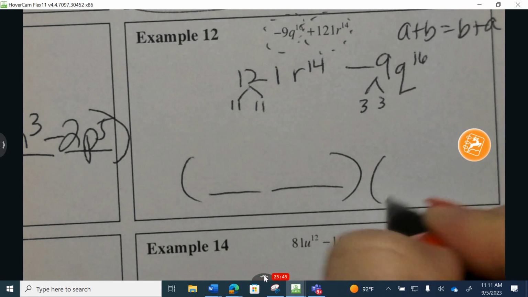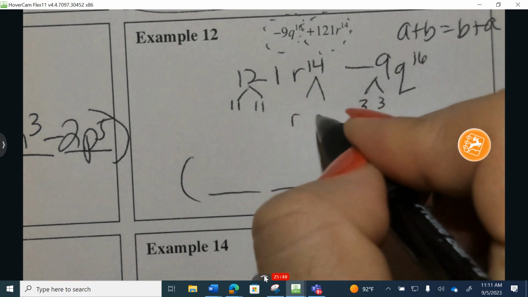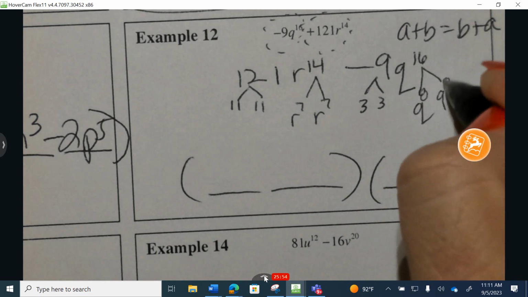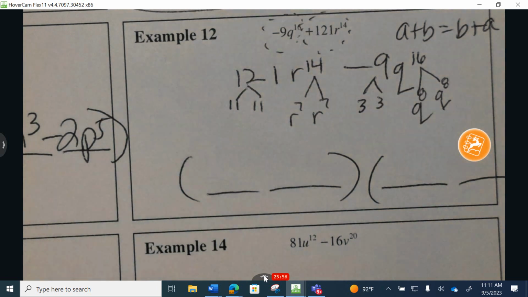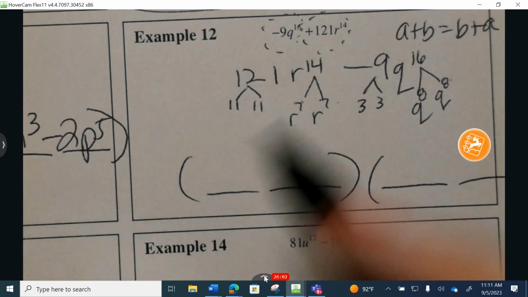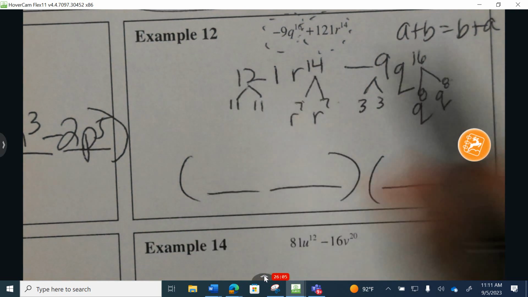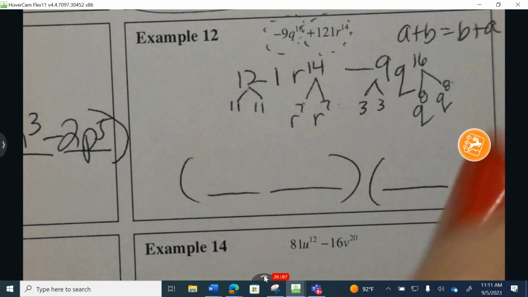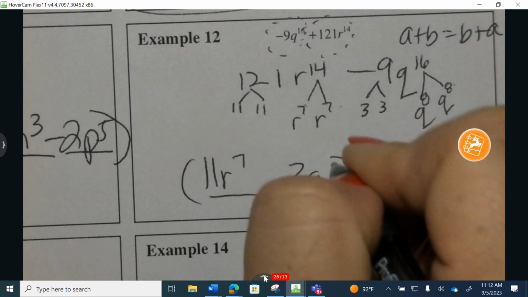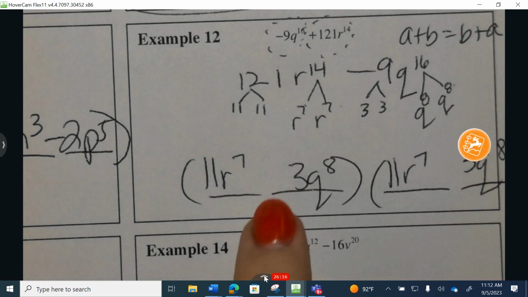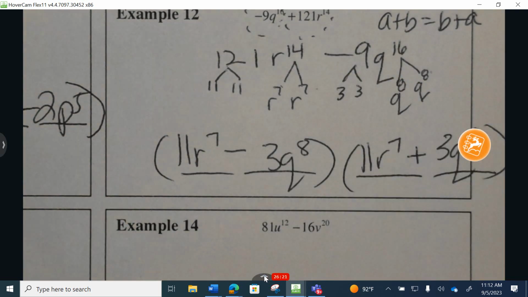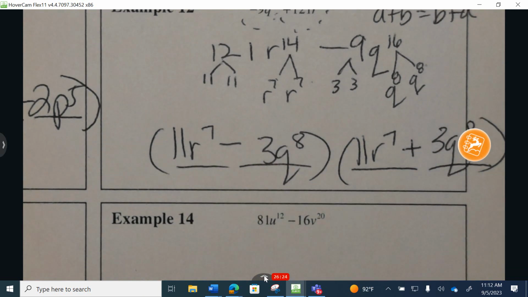So I'm going to make my 2 parentheses. And then we're going to cut that R in half. If you cut 14 in half, you're left with 7 and 7. If you cut Q in half, you're left with Q to the 8th and Q to the 8th. They have to add up to 16 and add up to 14. The 11s and the R's come from the front. The 3's and the Q's come from the back. So 11 R's stay in front. 3 Q's remain in back. It does not matter which one you make positive and which one you make negative. So I can make the first one negative and the second one positive if I wish. They just have to be different signs.